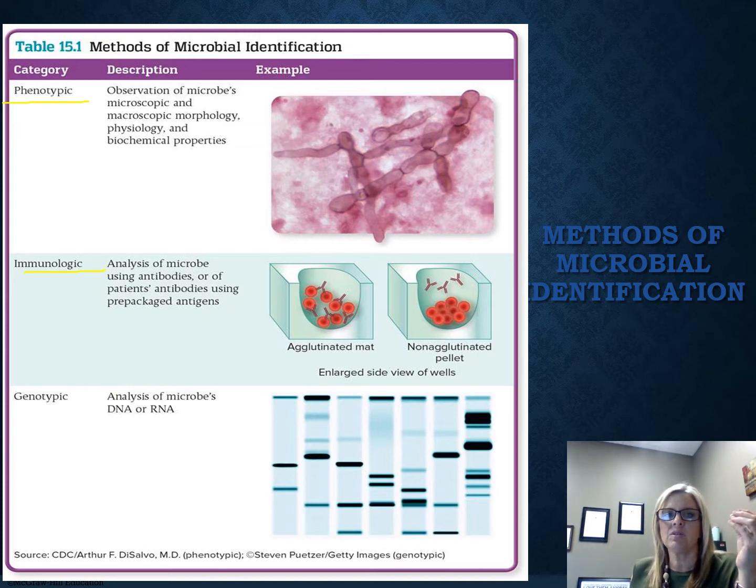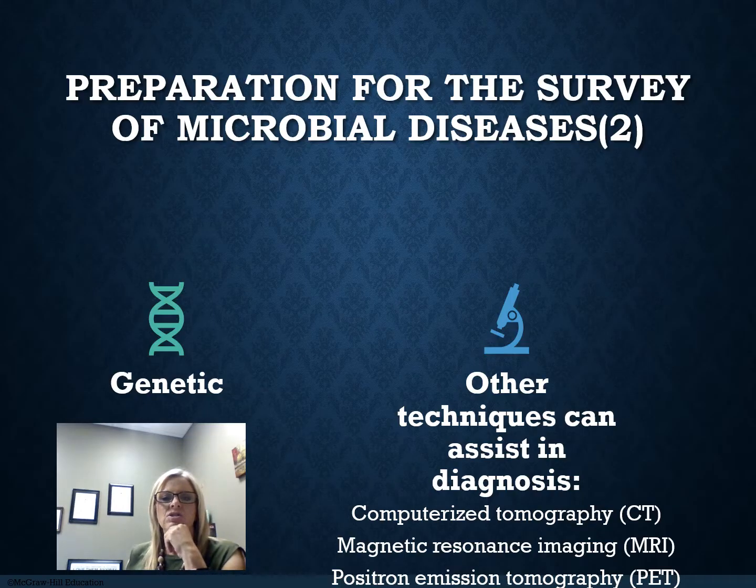And this is going to be serological analysis. We're going to use antibodies or the patient's antibodies, prepackaged antigens, and look for those. And then lastly, we'll look at genotypic, the genetic techniques that we can use as a sole resource to actually identify bacteria. Data from these methods can provide a very unique profile for any bacterium. So genetic means of identification are often being used solely now as a resource for identifying bacteria.